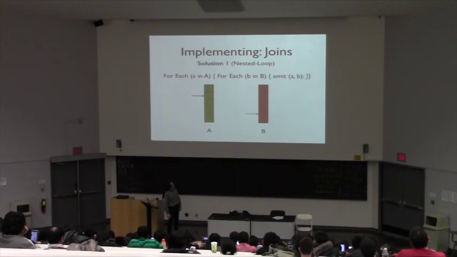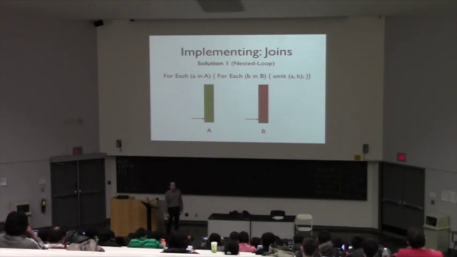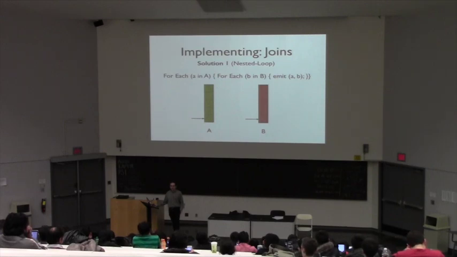Tuple one, scan, tuple two, scan, tuple three, scan, rinse, repeat, until you get to the end of A, and now you've produced the full cross product of everything. This is not necessarily the most efficient way, but it's guaranteed to be correct. And it's guaranteed to be universal, so for every single possible join operation, you can implement it in this way.